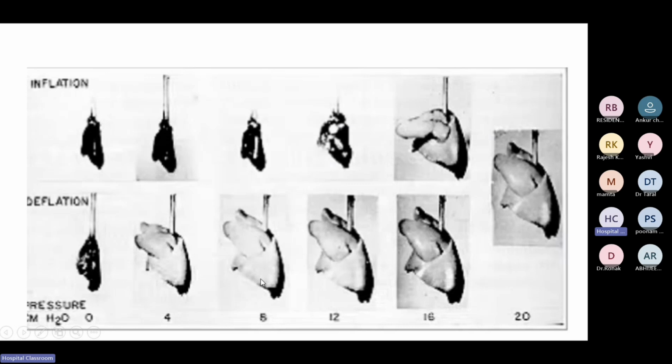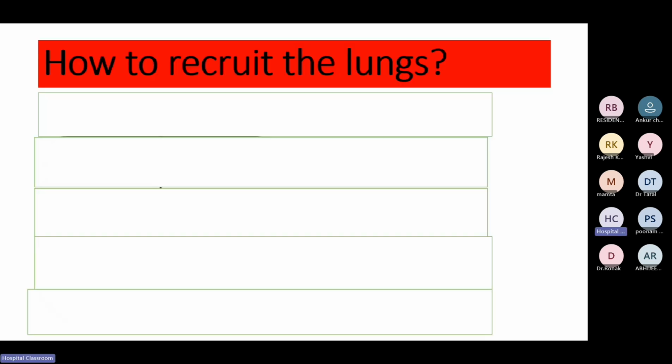Similarly, a pressure of 5, 4 also gives me a good lung volume until a pressure of 0 where the lung totally collapses. So then 4 becomes my closing pressure and 16 initially was the opening pressure. I hope you would have understood.